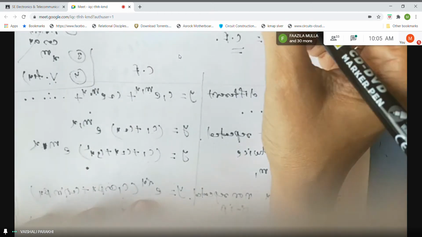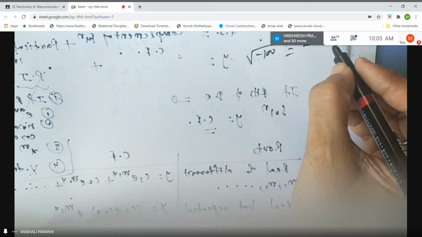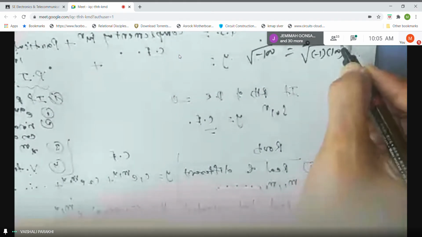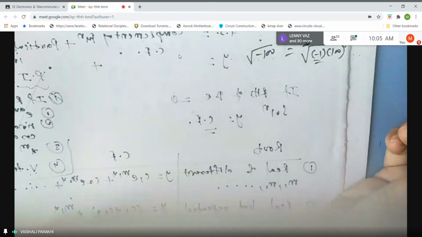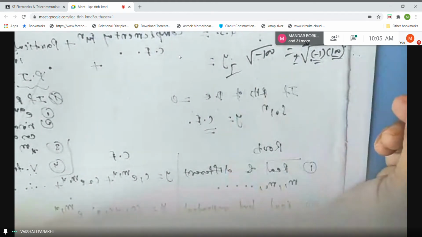Let me explain here. When you find the root of minus 100, it will be the square root of minus 1 into 100, plus or minus, right? So the root of minus 1 is i and the root of 100 is 10. So it becomes plus or minus 10i.